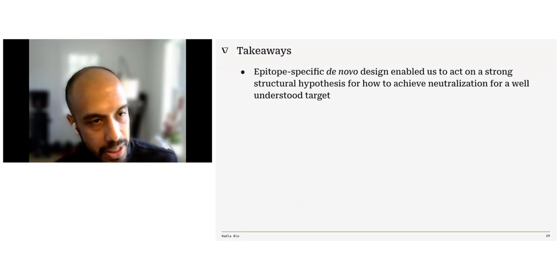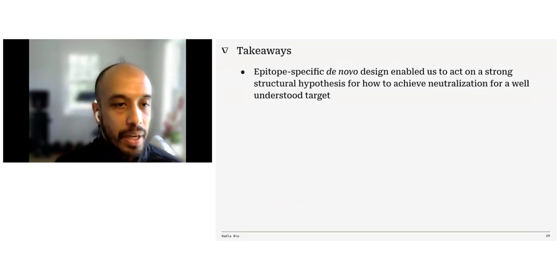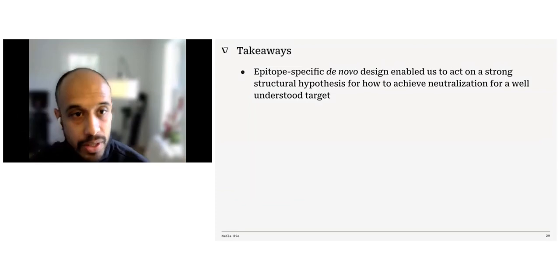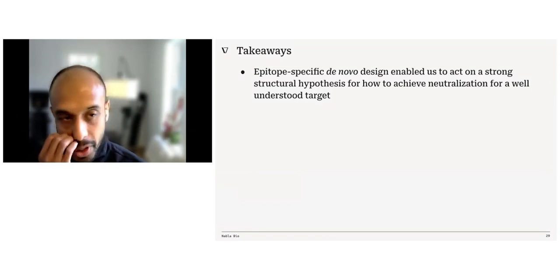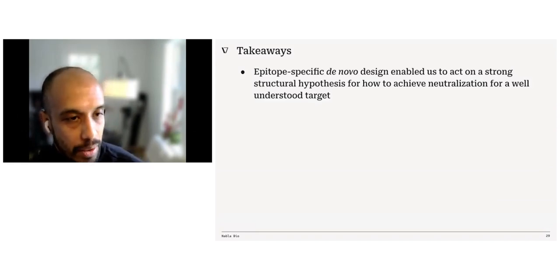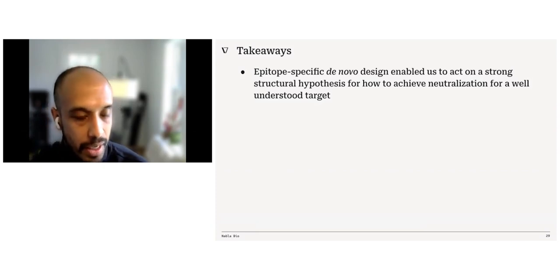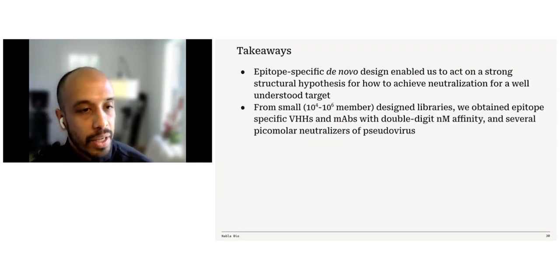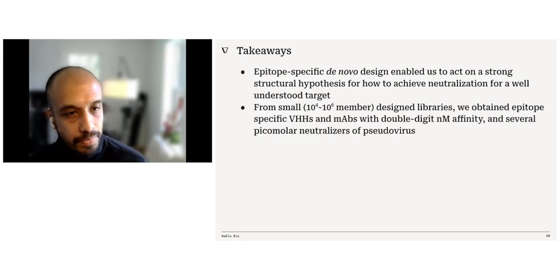So some initial takeaways here. Epitope-specific design allowed us to act on a strong structural hypothesis for how to achieve neutralization for, in this case, a well-understood target. So in this case, for RBD, we were targeting the ACE2 binding site, which is important for coronavirus's infection process, and disrupting that interaction with the human ACE2 receptor seems like a good way of disrupting that. That's been shown many times. So we could really act on that with de novo design.